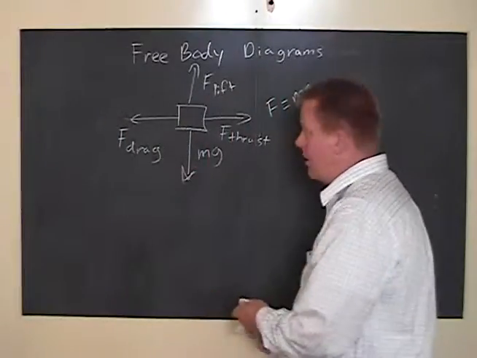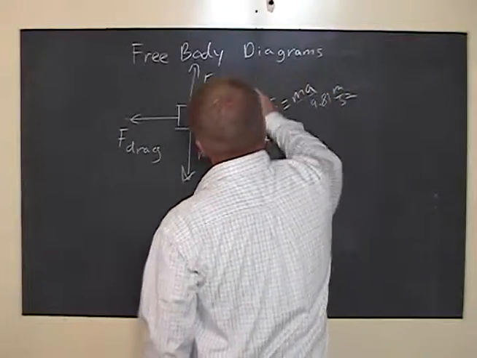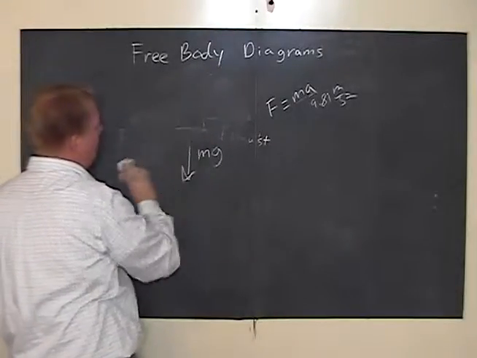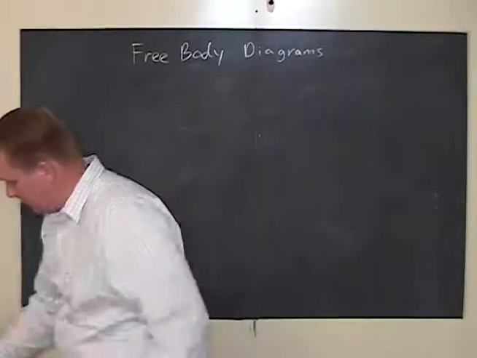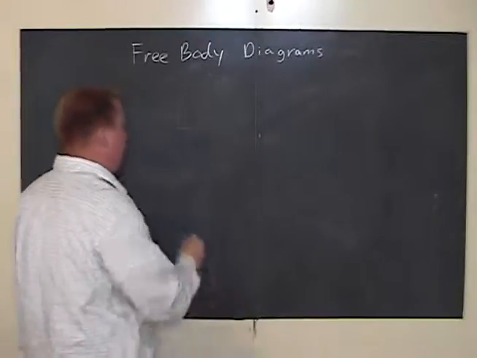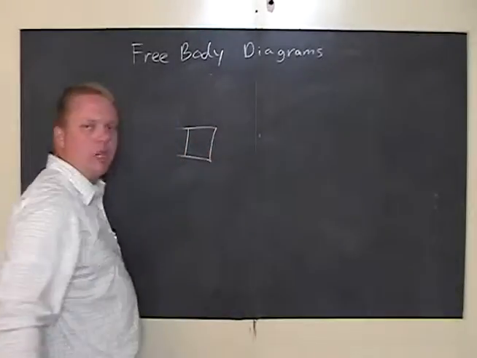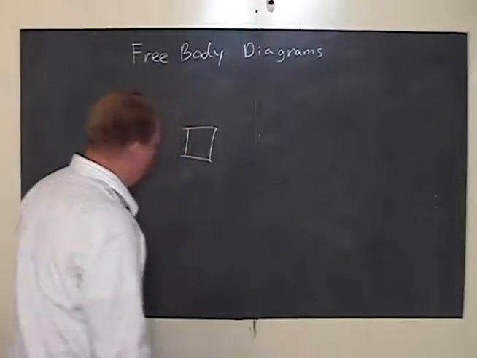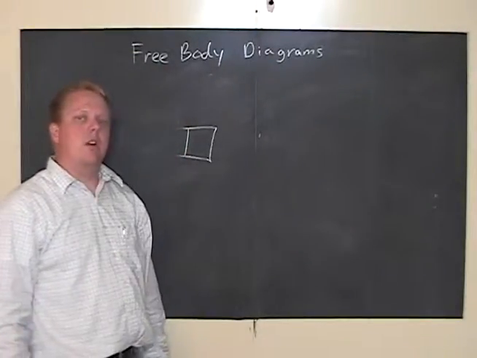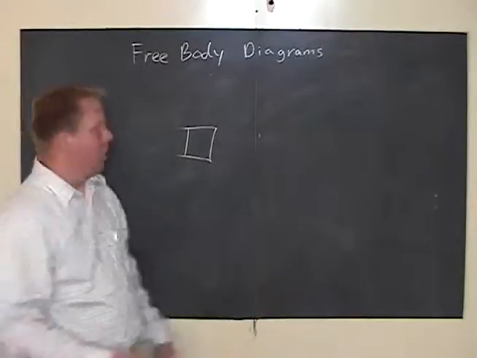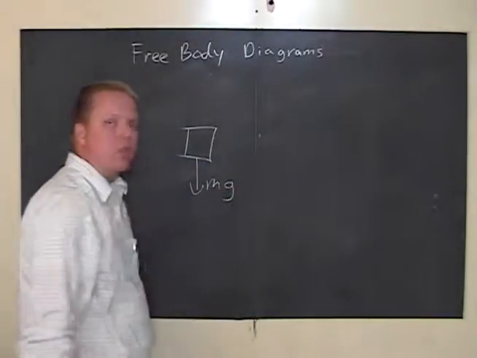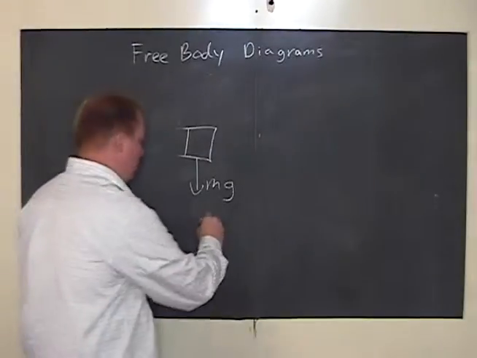Now, next let's draw a free body diagram for, let's say, a rock. We're going to draw our rock. There you go. Handy dandy rock. Love it. What are the forces acting on the rock? Well, it's on Earth. mg, weight force.